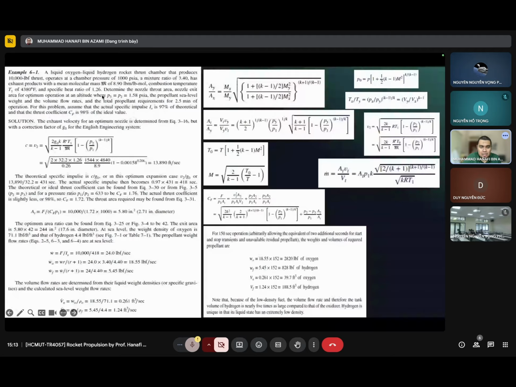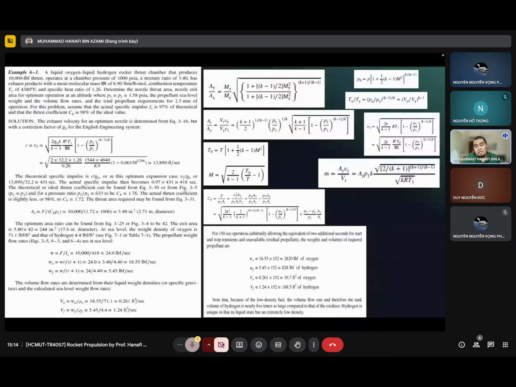Using the time of operation, for example, this total propellant burn is 2.5 minutes. By knowing the rate, you multiply in seconds. So 2.5 minutes is equivalent to 150 seconds. Then you multiply, and you will get the weight of the oxidizer, the weight of the fuel, and then the volume of the oxidizer and the volume of the fuel.